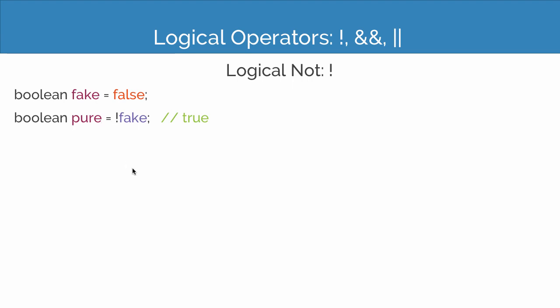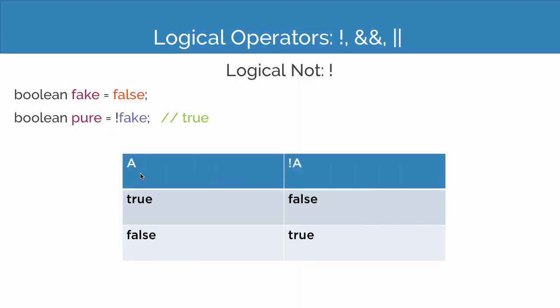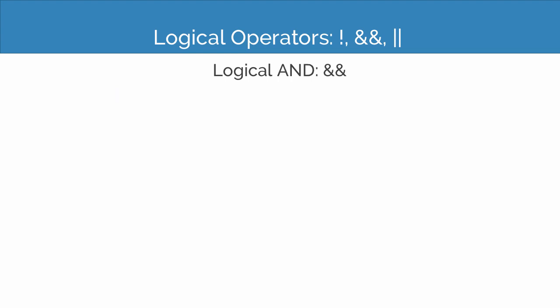So let us check out the table. Here suppose I have the boolean variable a that has true and false as the value. Suppose I apply logical not as a prefix to this variable, then it will simply reverse the value. The true will now become false and vice versa. False will become true.